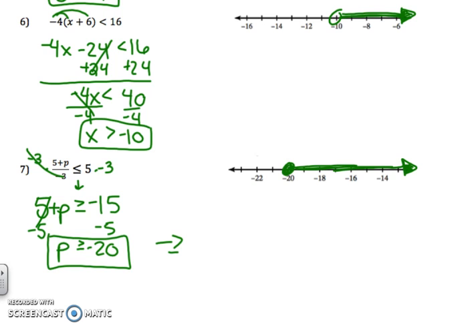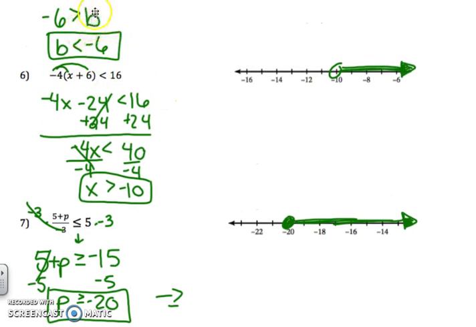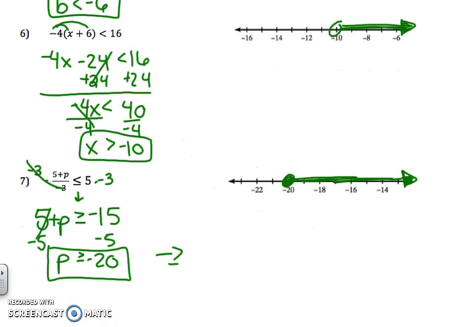Okay, so those are two-step and one-step inequalities. Remember, the most important rules are when you multiply or divide by a negative, your sign has to flip. And then also, if your variable is on the right side, you're going to have to flip that whole inequality around to graph it.